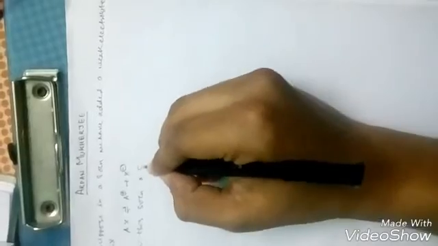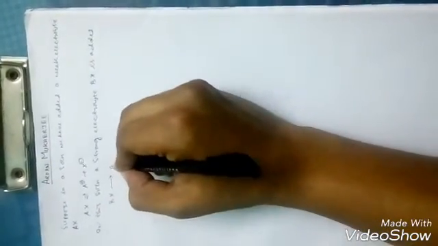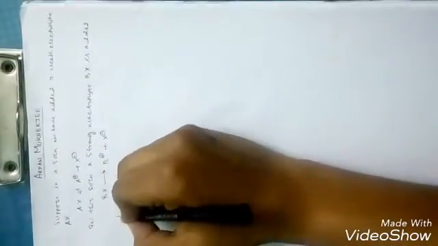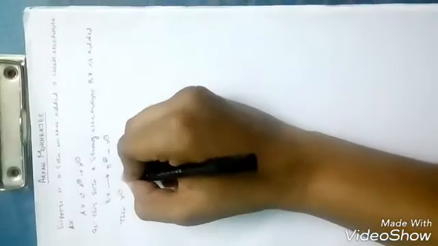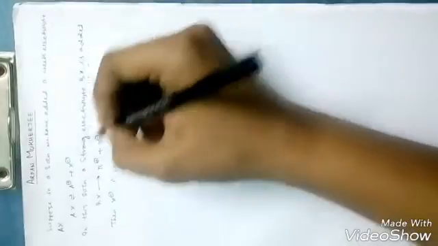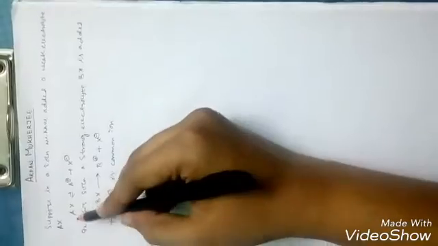In this solution, a strong electrolyte BX is added. As this is a strong electrolyte, we will use a single-headed arrow. Mind it, this is very important. Then X minus is the common ion. You can see that. According to the common ion effect, we know that the dissociation of the weak electrolyte will decrease. So the dissociation of AX will decrease.